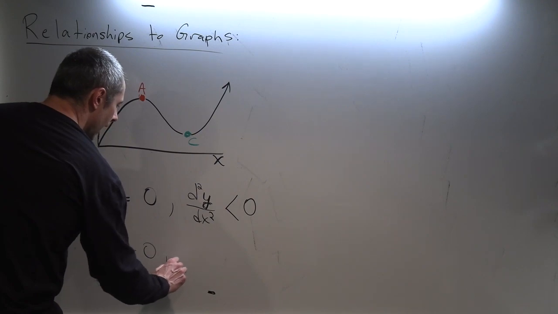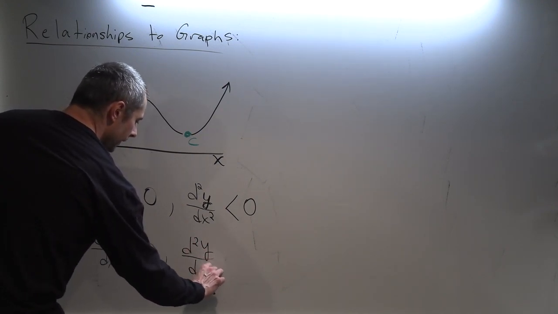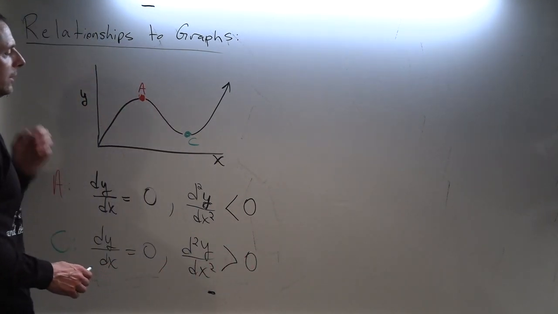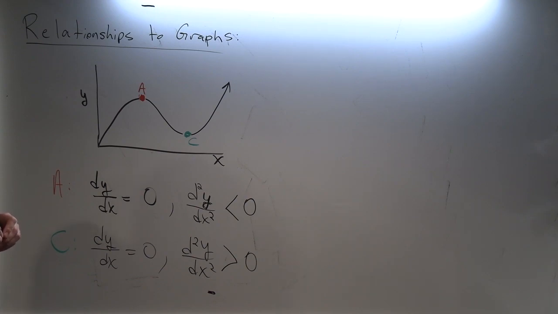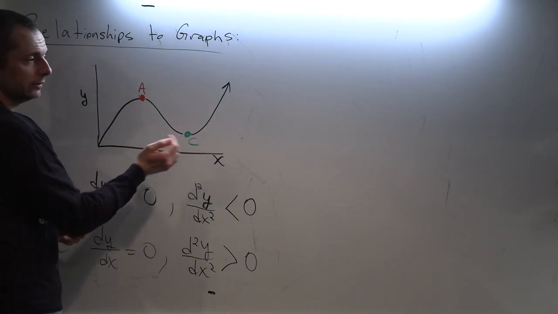But if you were to evaluate the second derivative of y with respect to x, you would find that you'd get a positive answer here. So when the second derivative comes out positive, the function is concave up.